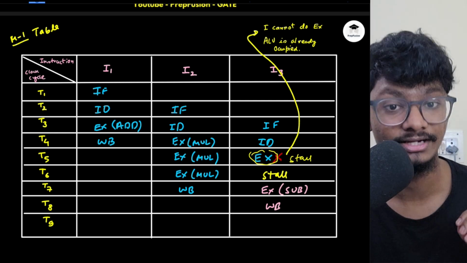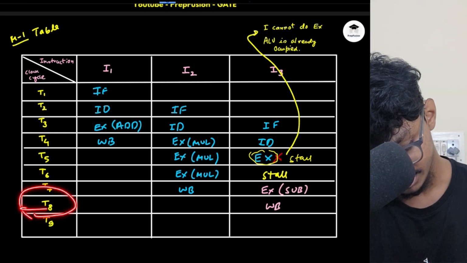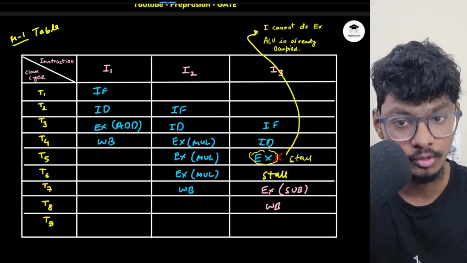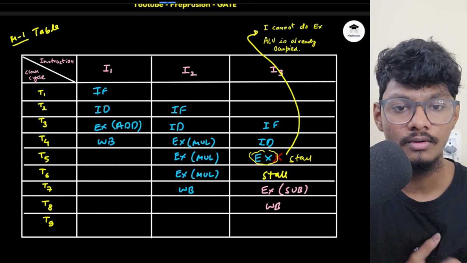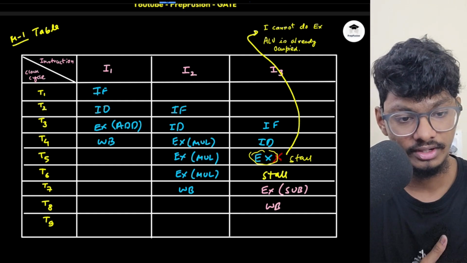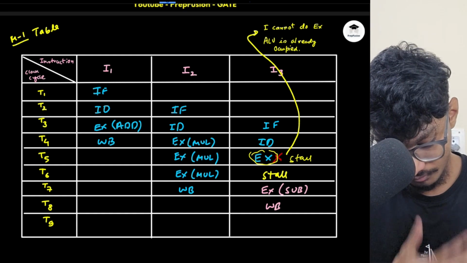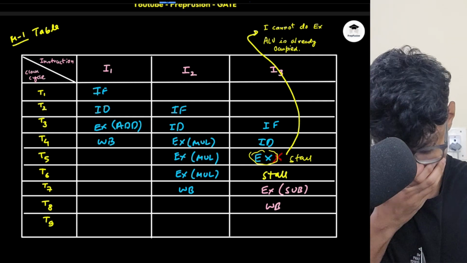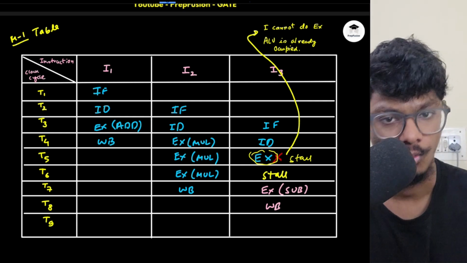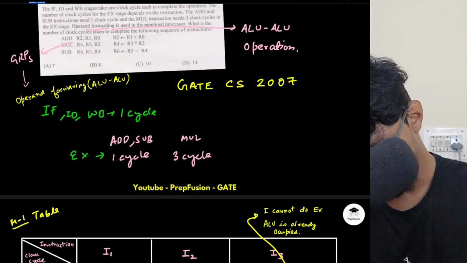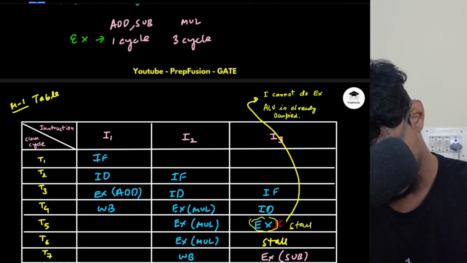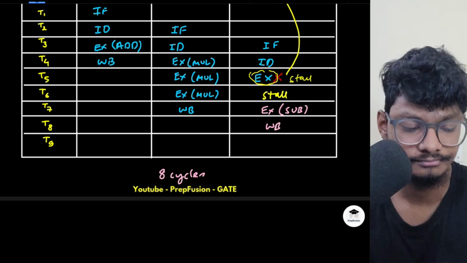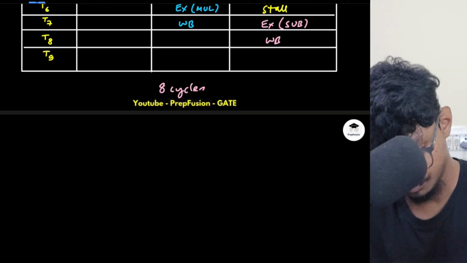So how many clock cycles did it take me? It took me a total of 8 clock cycles to finally execute. If I hadn't provided the stall, I would have finished earlier. But I had to, because the ALU was already occupied. So I had to provide 2 stall cycles. So this is method 1 to solve. Number of cycles will be 8. Option B will be correct. So 8 cycles. Now what is the other method? Method 2.